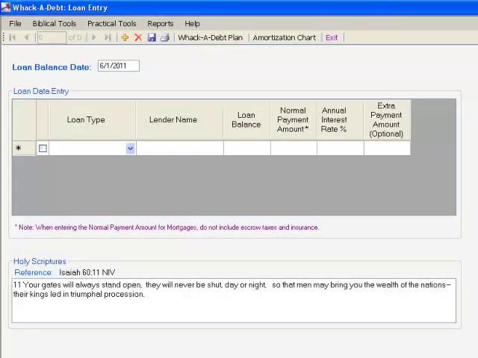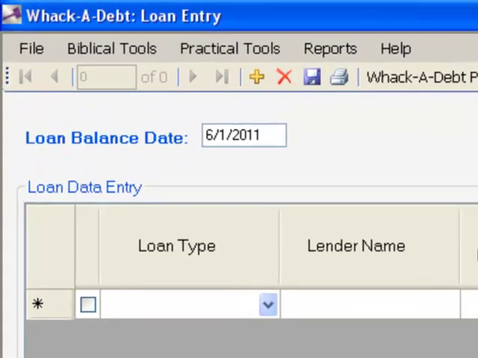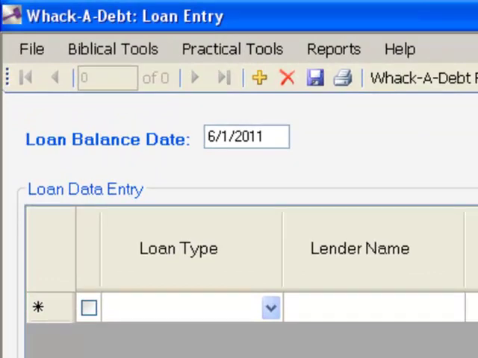When Whack-A-Debt launches, it opens the loan entry screen. This is the screen where we enter the information we gathered about our loans. We'll start by entering the loan balance date. This date controls the month and year when your debt destruction plan starts. If the current date is entered, your WAC plan will begin the following month.